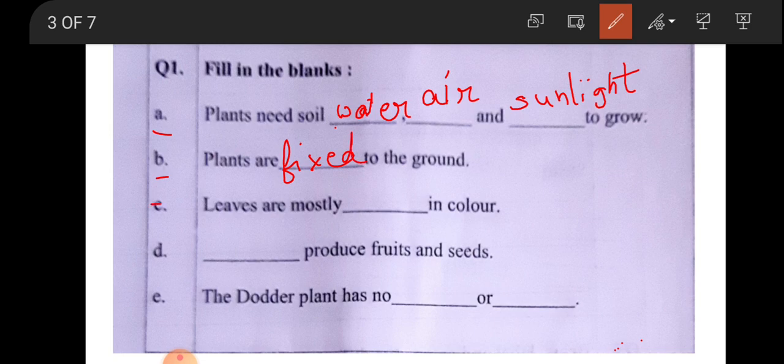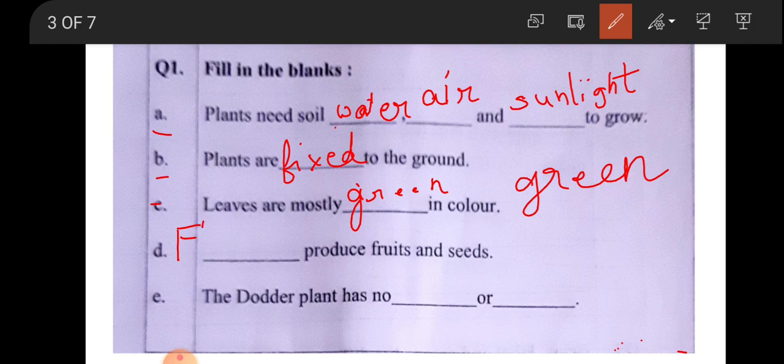Leaves are mostly green in color. Leaves are mostly, ज़्यादा करके leaves कौन से कलर के रहती है बेटा? I am writing the spelling of green again because that E is not clear. Dash produce fruits and seeds. Who produces fruits and seeds? Flowers.